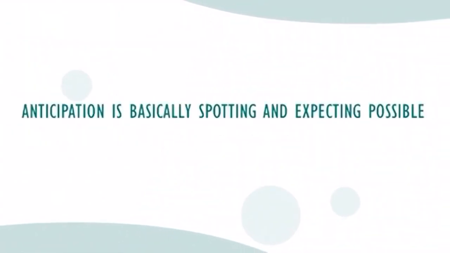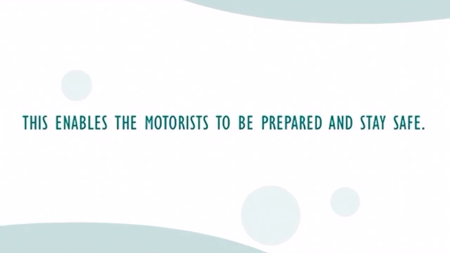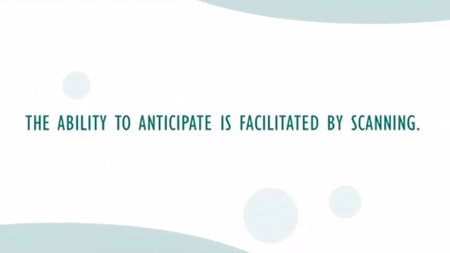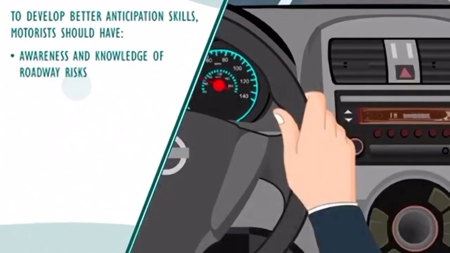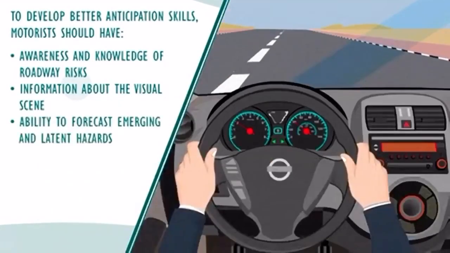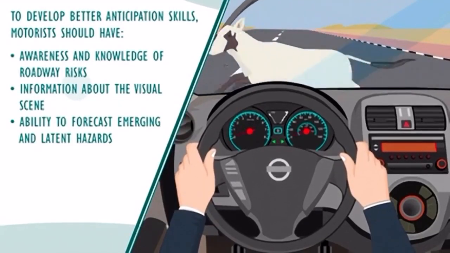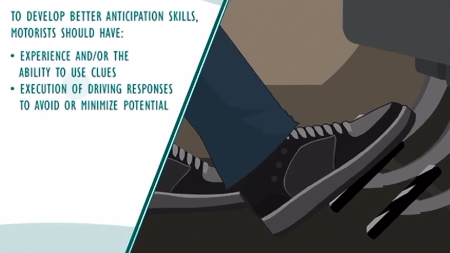Anticipation. Anticipation is basically spotting and expecting possible danger or hazards on the road before they occur. This enables motorists to be prepared and stay safe. The ability to anticipate is facilitated by scanning. To develop better anticipation skills, motorists should have awareness and knowledge of roadway risks, information about the visual scene, ability to forecast emerging and latent hazards, experience and/or the ability to use clues, and execution of driving responses to avoid or minimize potential conflicts due to recognized hazards.